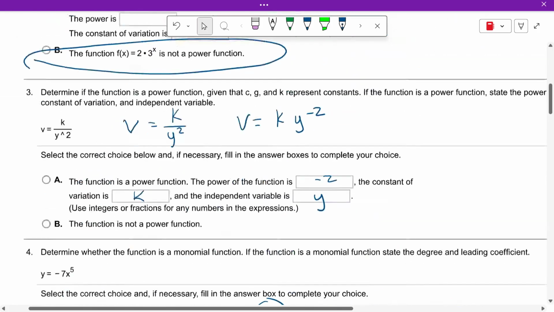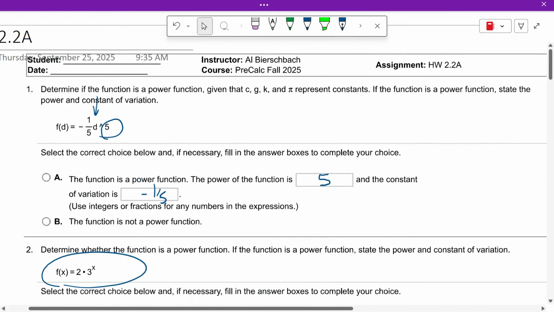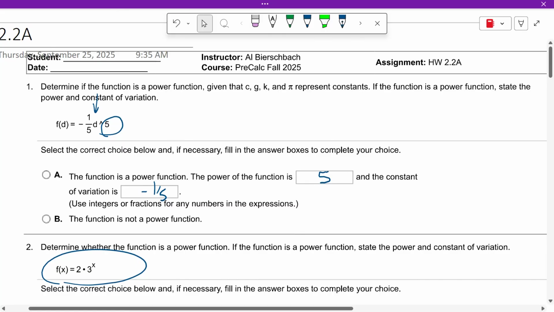And those are the 9 types of problems that you'll see. Short, easy, Friday.